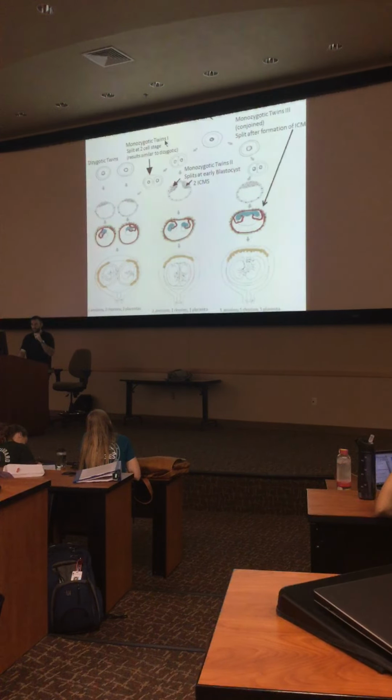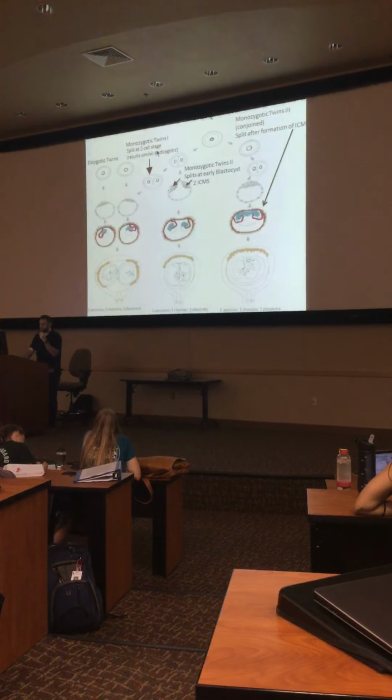So monozygotic twins, type 1. I don't know if he actually makes you memorize it. Did he make you memorize the actual types? Like what they are? I don't know. I guess memorize it just in case. But monozygotic twins, stage 1, or type 1, splits at the 2-cell stage. Okay? And that's what happens.